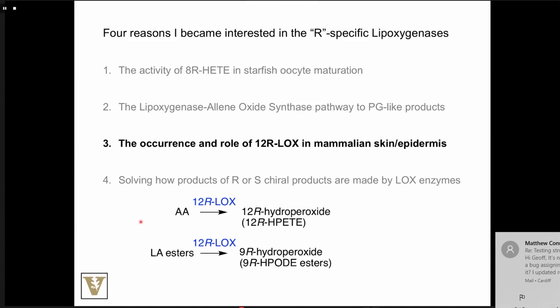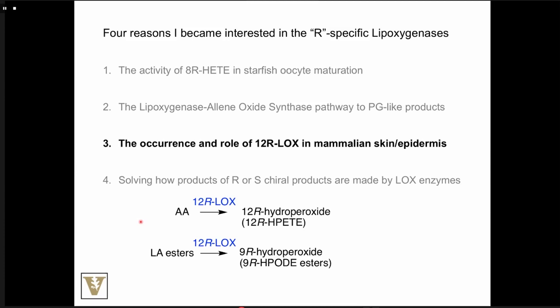So that leaves me a little bit of time to go back to the third of my long-time interests in these R lipoxygenases, which is the occurrence and role of the 12R lipoxygenase in the mammalian skin epidermal barrier. Well, 12R lipoxygenase gets its name from its reaction with arachidonic acid. It makes the 12R hydroperoxide, 12R-HPETE.